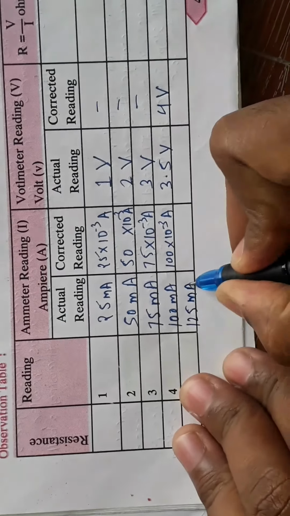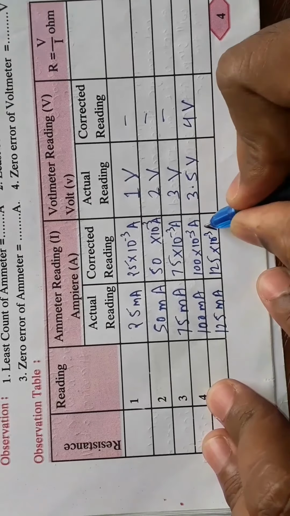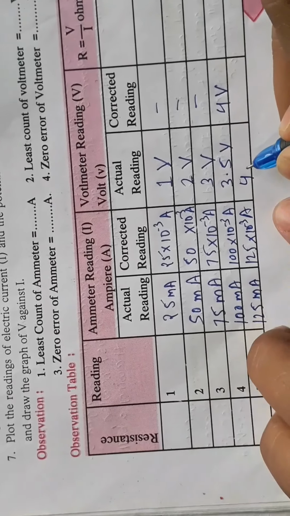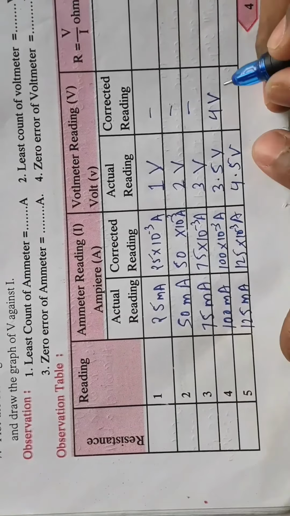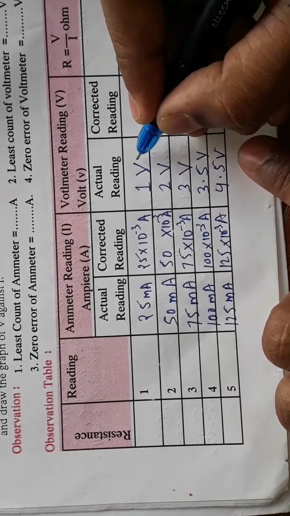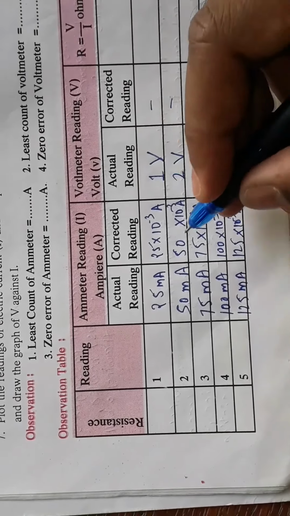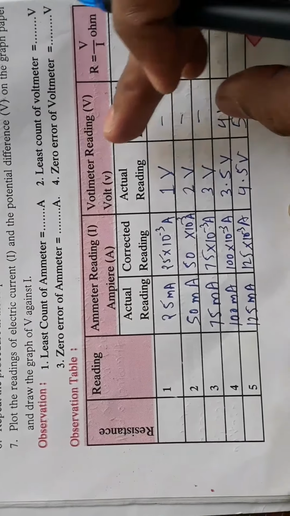So here, see, 125 milliampere is current. Then again we have to multiply by 10 raised to minus 3. Then it is showing 4.5. But the actual reading should come as 5, because you can see the change in voltage should be 1 volt because it is directly proportional. So as the current increases, the voltage should also increase in the same way.